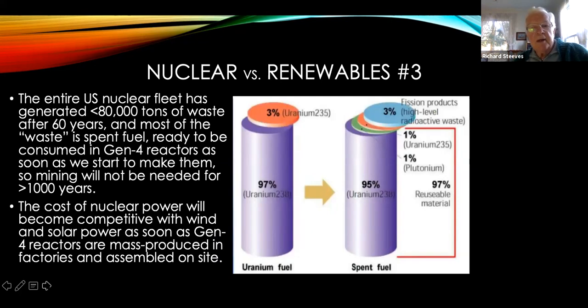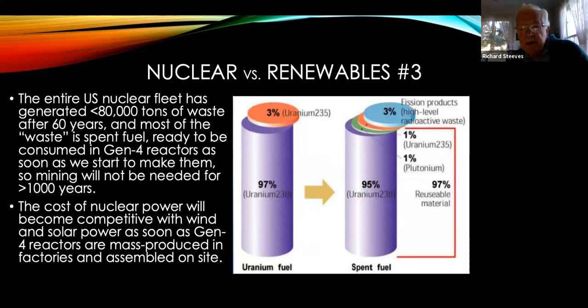The third point is the waste. I may have shown you this slide before, but basically we've generated only 80,000 tons of waste over 60 years. Most of this is spent fuel, which has the potential to be reused if we should choose to do so. The United States is one of the very few countries not to reuse their nuclear fuel. We seem to think we have this big country and we can bury it at Yucca Mountain, but then the politics get in the way.